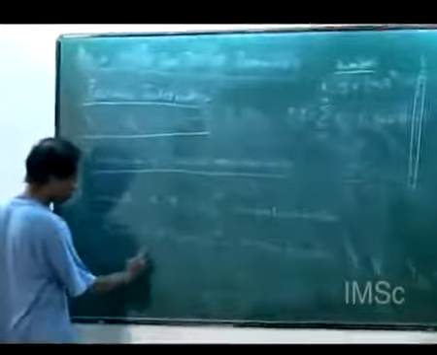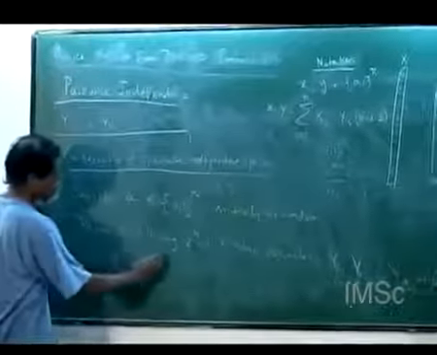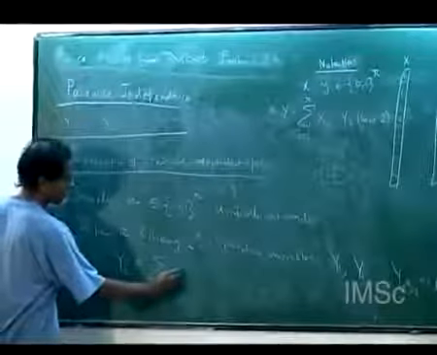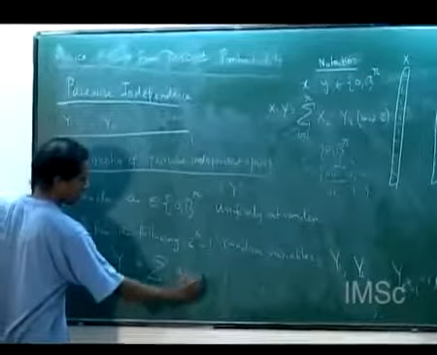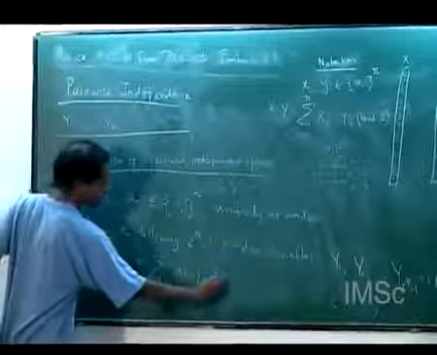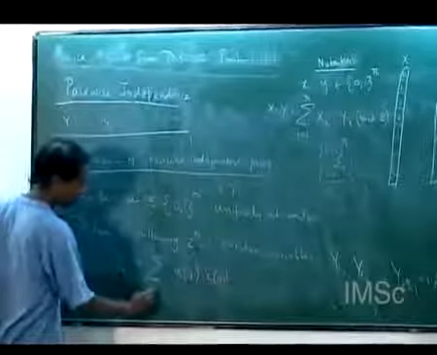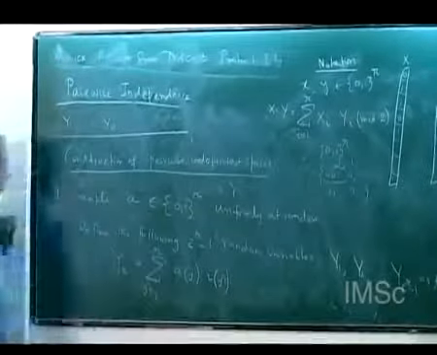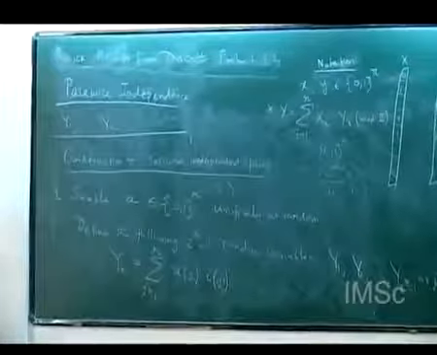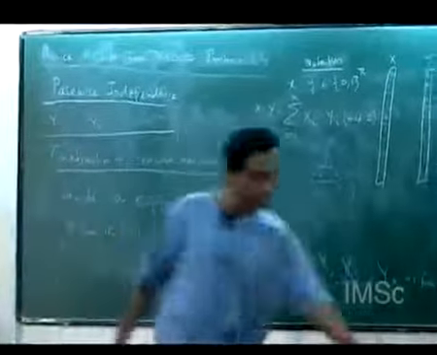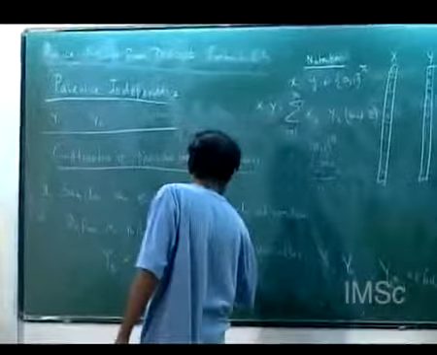Let me write it and I will then explain the notation. Can anybody explain what I have written there? This is like mod 2.